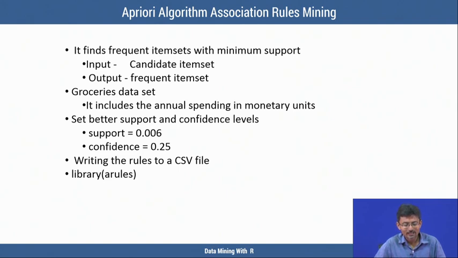I have a grocery data set, and from that grocery data set, we will access the rules with support 0.006 and confidence 0.25. After generating the rules, we will store the rules into a CSV file. For the apriori algorithm, the input is a file called the candidate item set, and the output is the frequent item set.